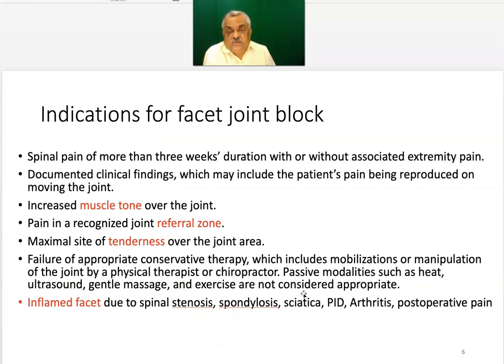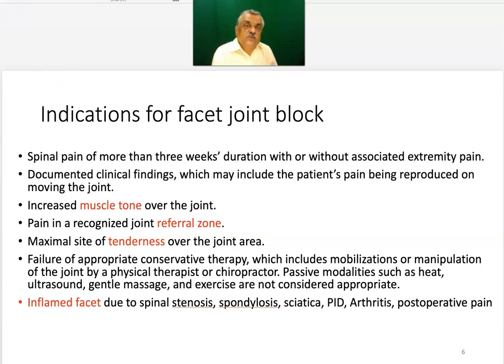Now, if the pain is of more than 3 weeks duration, with or without associated extremity pain, documented clinical findings include the patient's pain being reproduced by moving the joint, mainly by extension and rotation. There is increased muscle tone over the joint, and you see a spasmodic paraspinal. The pain is in a recognized referral zone, and the maximum site of tenderness is over the joint area. Then we diagnose this as pain coming from the facet.